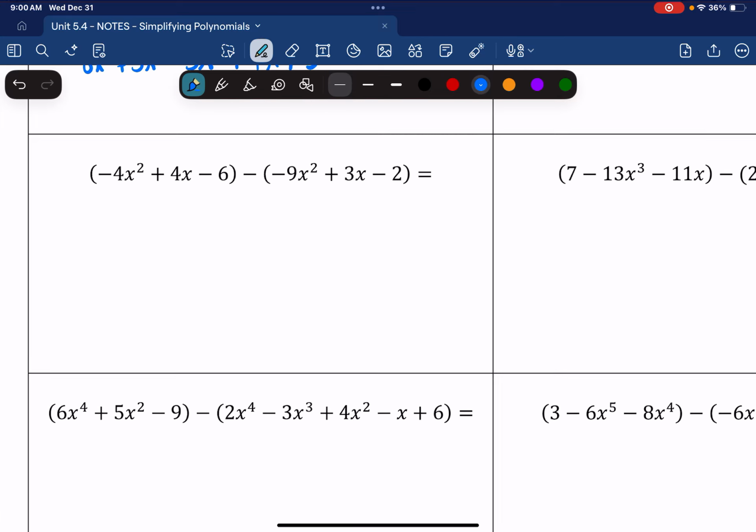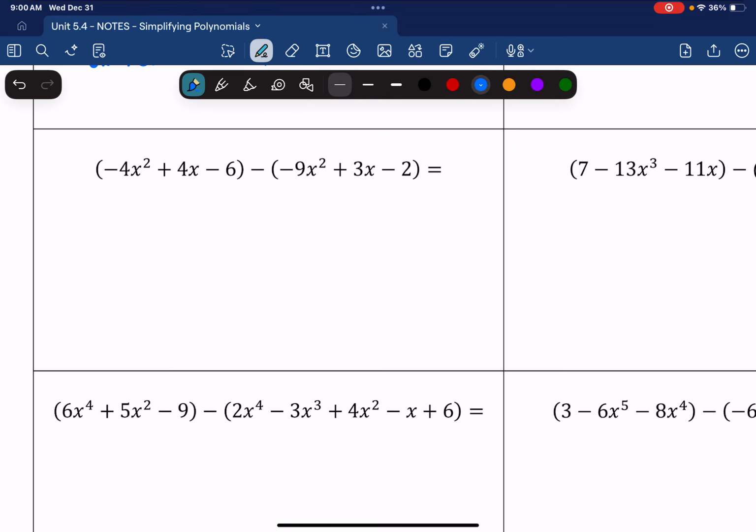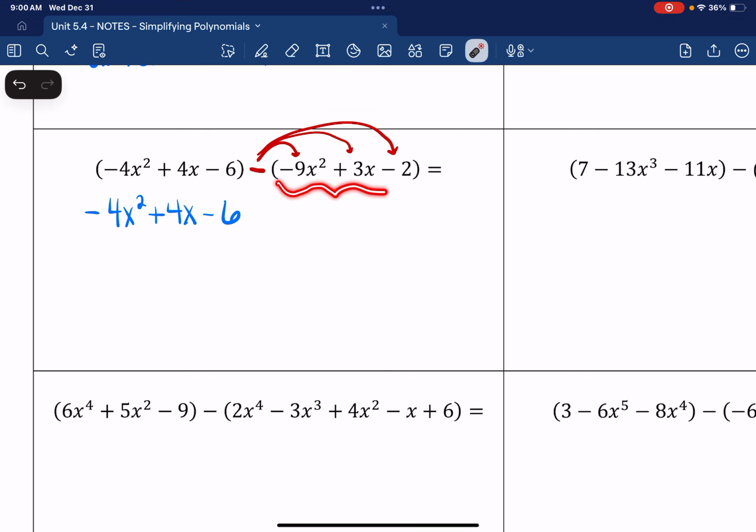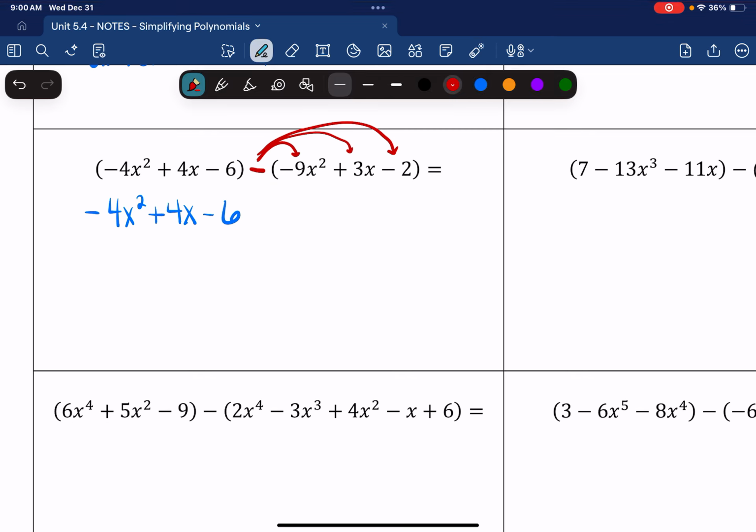They're both subtraction. These examples are both subtraction. Now, what's important to remember is if you're subtracting, you have to remember that you are distributing this minus sign to every single term. So let's go ahead and rewrite this first. We have negative 4x squared plus 4x minus 6, nothing different there. But all of these terms in my second polynomial have to be changed. Okay, all of the symbols have to be changed. Minus a negative really means plus.